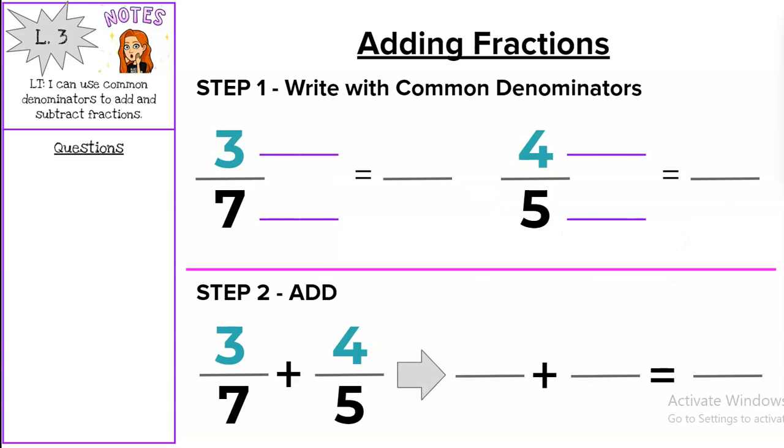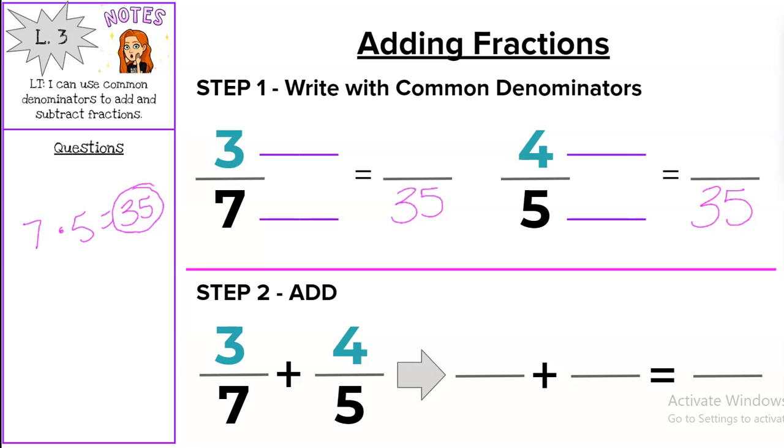So adding fractions. Our first step is we have to write them with common denominators. If they don't have common denominators, we have to rewrite them with common denominators. Reminder, to find the common denominator, we take our two denominators. So we have 7 and we have 5, and we multiply them. 7 times 5 is 35. So our new denominator is going to be 35. I'm going to write that for both of our fractions.